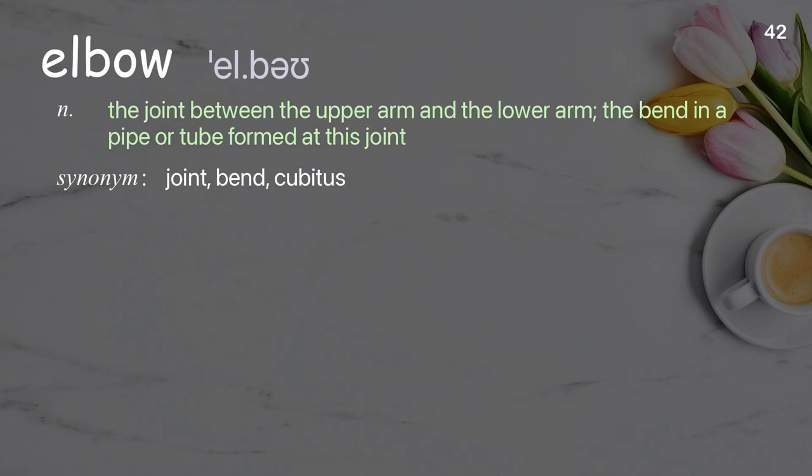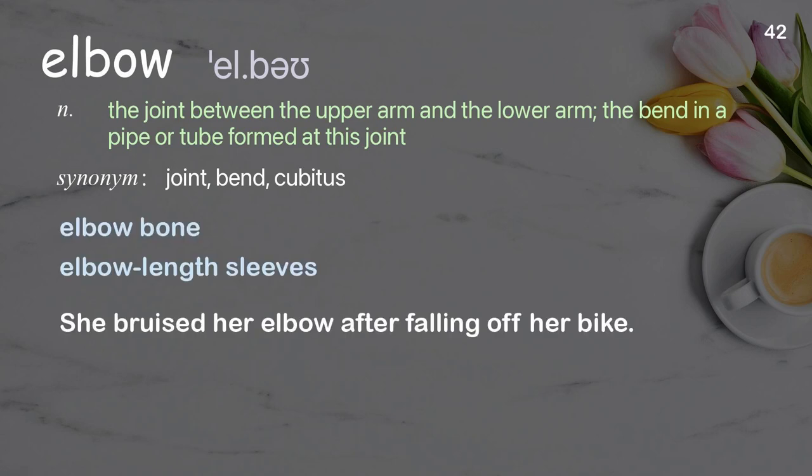Elbow: the joint between the upper arm and the lower arm, the bend in a pipe or tube formed at this joint. Examples: elbow bone, elbow length sleeves. She bruised her elbow after falling off her bike.